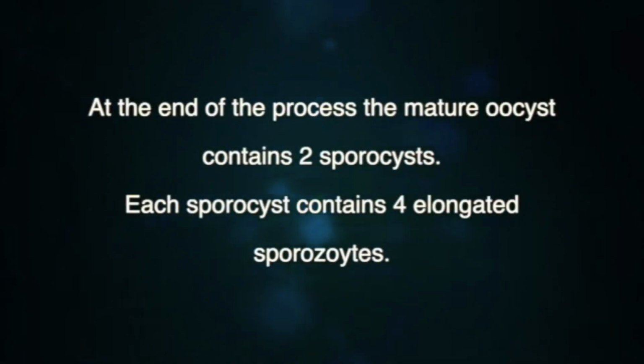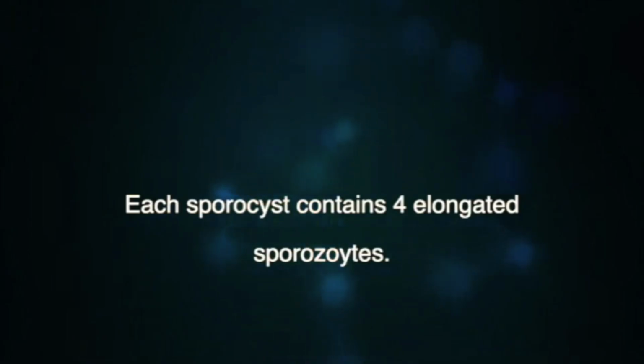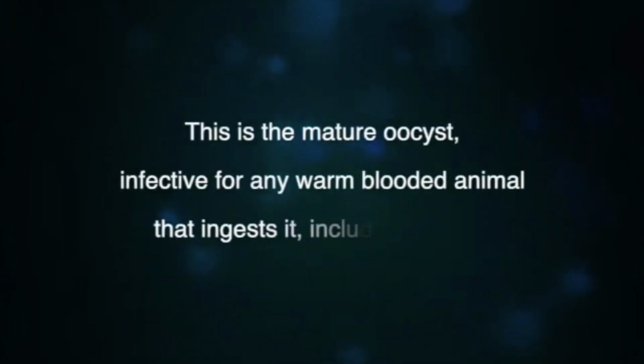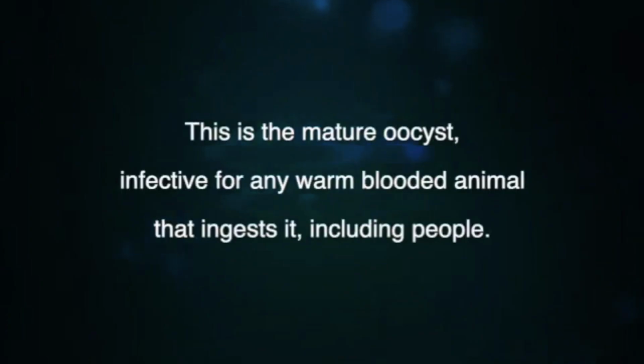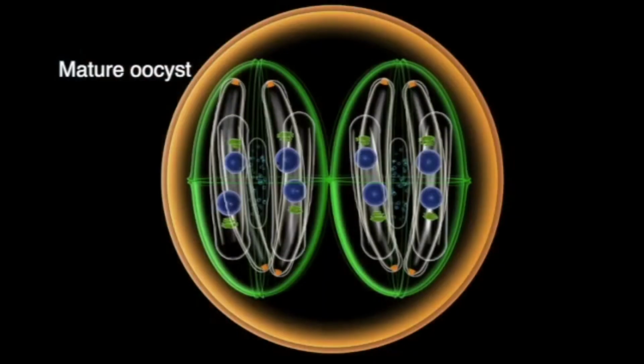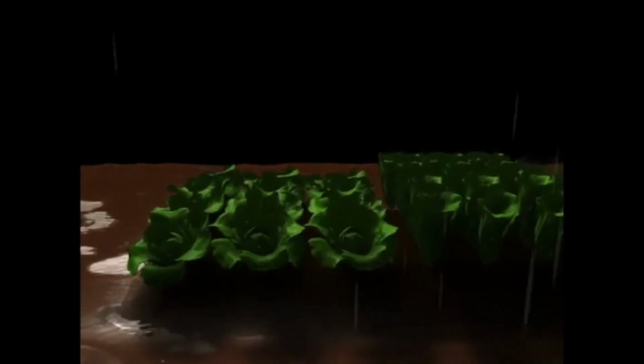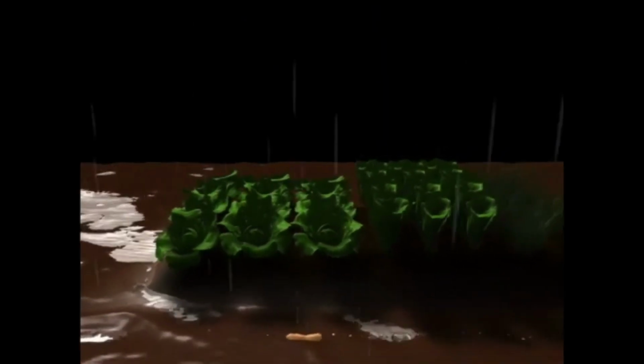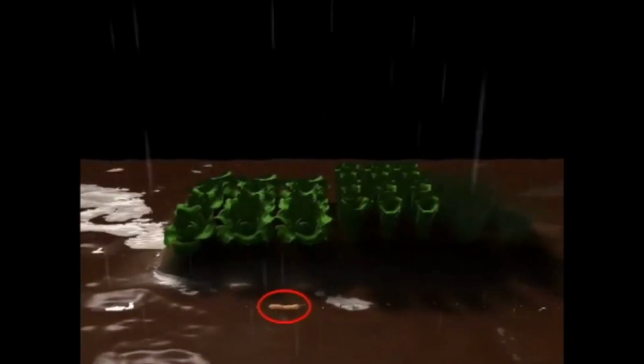Each sporocyst contains 4 elongated sporozoites. This is the mature oocyst, infective for any warm-blooded animal that ingests it, including people. The oocyst itself is also protected by a cyst wall that is resistant to the environment.